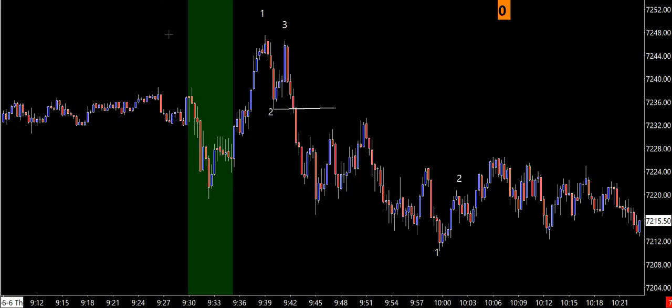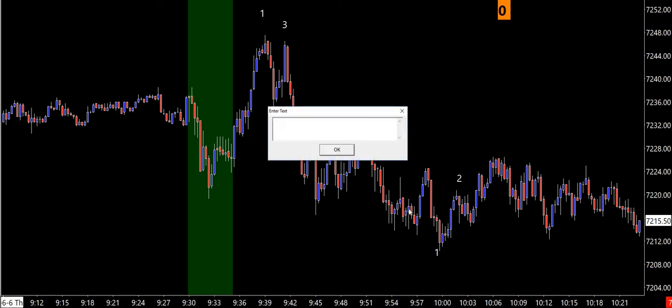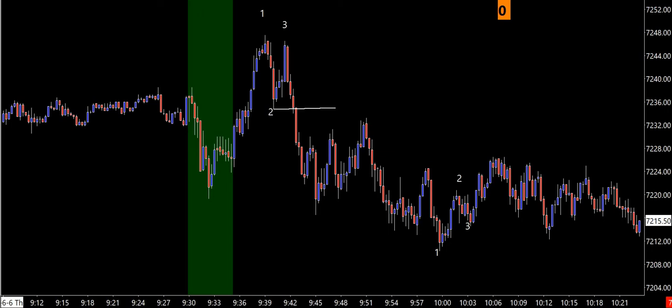A 2, and you get a 3. And that's what a 1, 2, 3 is. It makes a lower low and a lower high, but not a lower low. So the market's about to change.